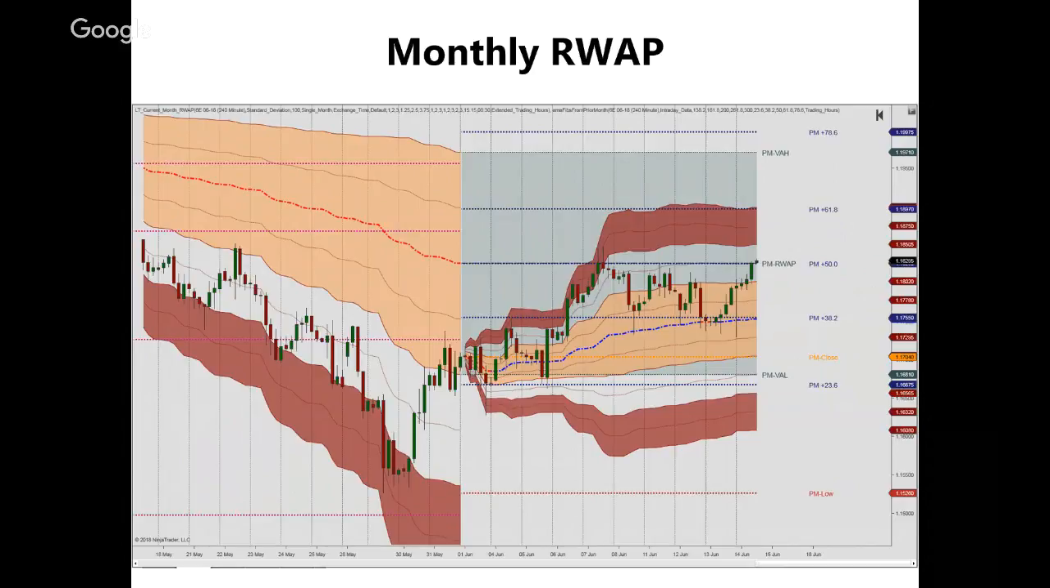And in a broad perspective, I like to have a look at a 240-minute chart or 4-hour chart with the monthly range weighted average price. And you see here, this was a pretty strong downtrend last month in the 6C. So we have a red RWAP line here signaling a downtrend. And then we see the standard deviations here. This is the lower first standard deviation, second standard deviation, and third standard deviation.